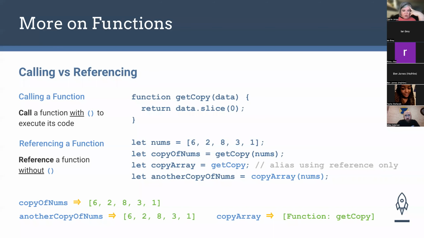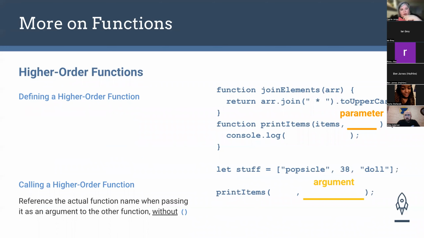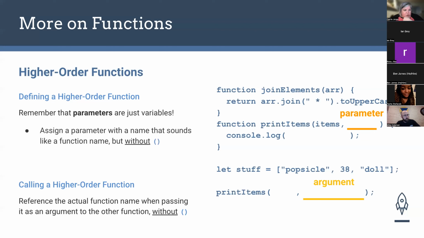Okay, so let's talk about higher order functions. The concept of a higher order function is that you can actually pass functions into other functions. So remember that parameters are just variables, right? You assign a parameter with a name that sounds like a function name, you just don't use the parentheses.